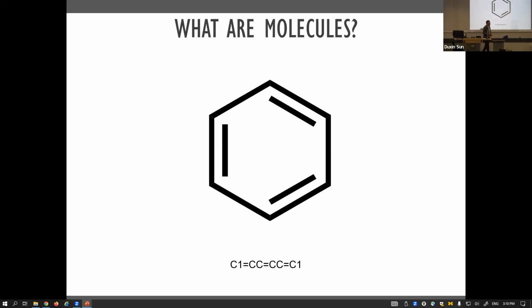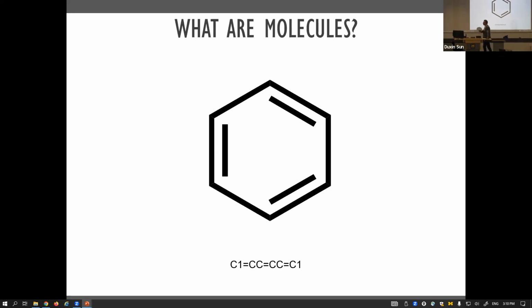And so we can talk about this as being described as a hexagon. It has 6 carbon atoms that are arranged in this way. And down on the bottom is what's known as a SMILES string. This is a text representation that computers can understand of this chemical structure.